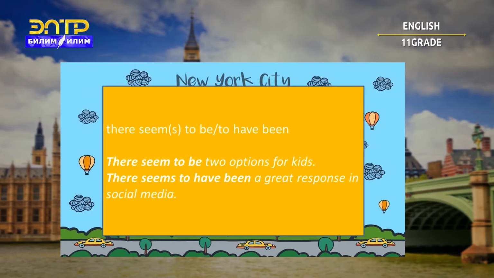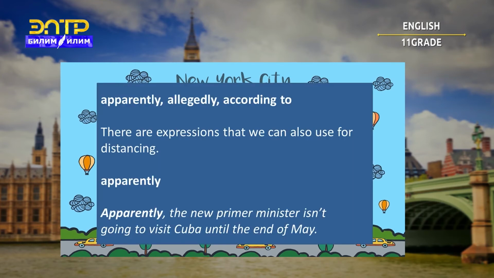There seems to be or to have been. For example, there seem to be 2 options for kids. There seems to have been a great response in social media. Apparently, allegedly, according to. These are expressions that we can also use for distancing. Apparently. For example, apparently the new Prime Minister isn't going to visit Cuba until the end of May.